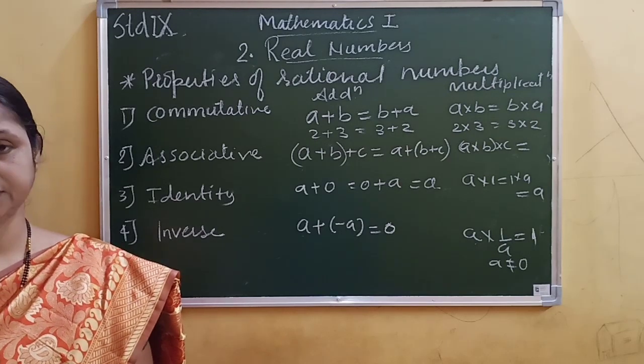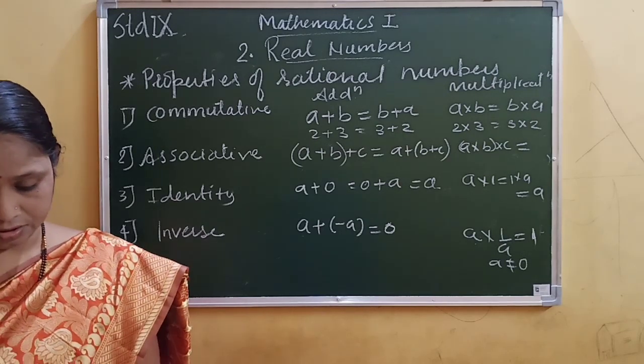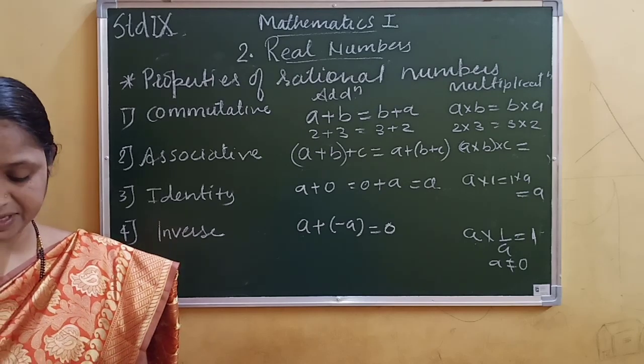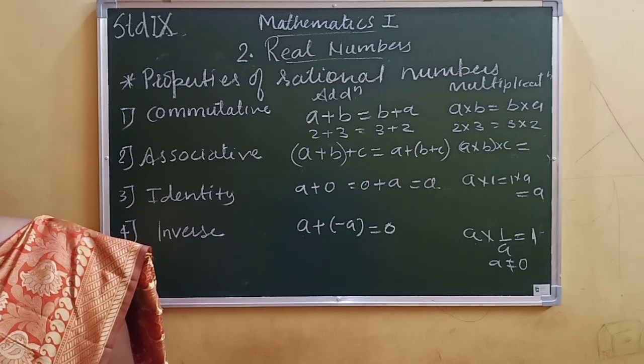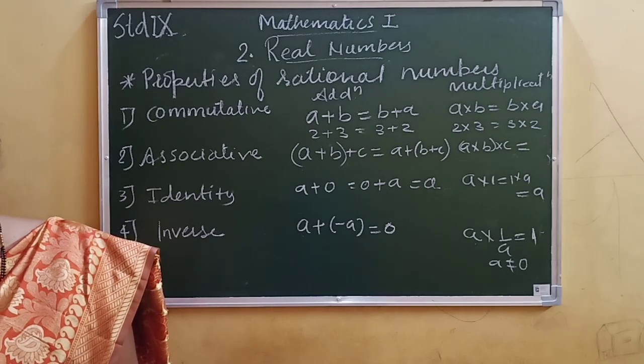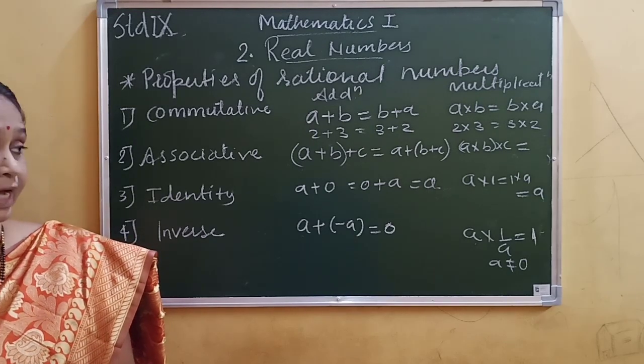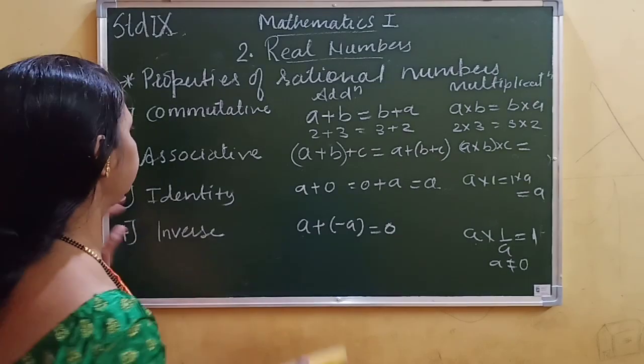decimal form of rational numbers. It is either terminating or non-terminating. We have to find out the non-terminating recurring type. Now how we will find out?